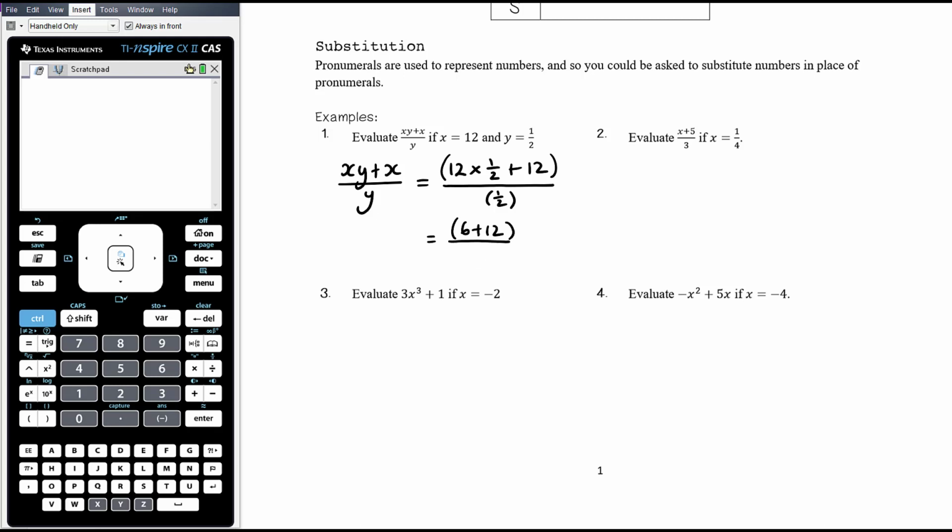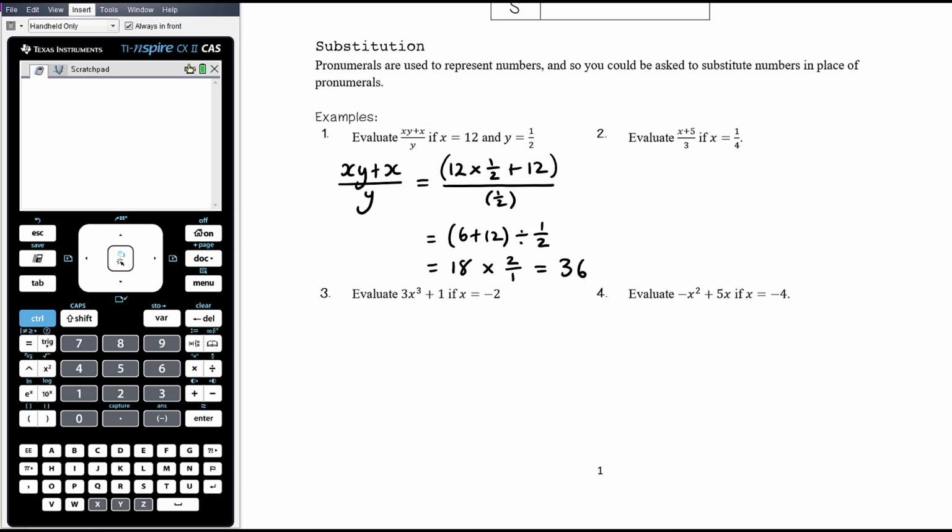Now I'm going to do something else at the same time. When we divide by 1/2, I'm going to write 6 plus 12 like this, divided by 1/2. 6 plus 12 is 18, and dividing by a fraction is the same as multiplying by the reciprocal of that fraction. So we flip the fraction. So it's 18 times 2, and therefore it's 36.